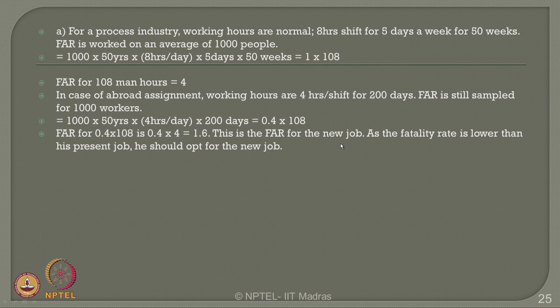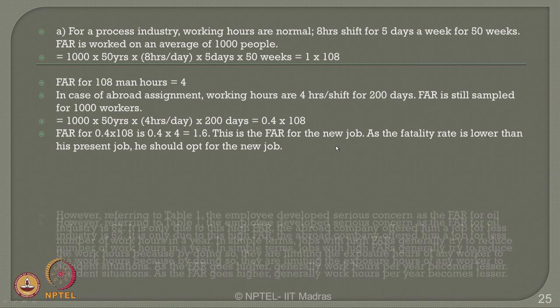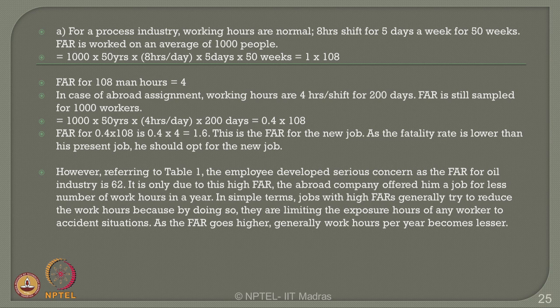As the fatality rate is much lower than his present job, he should opt for the new job. One can ask me a question, how this FAR has been reduced? Because the working hours are reduced. Friends, please understand, fatality accident rate is not a simple number. It depends on how many hours you are exposed for that risk.